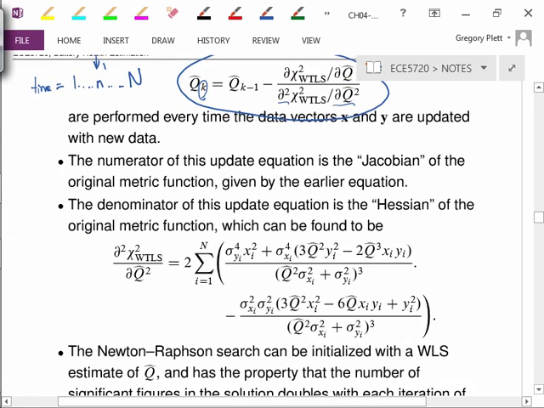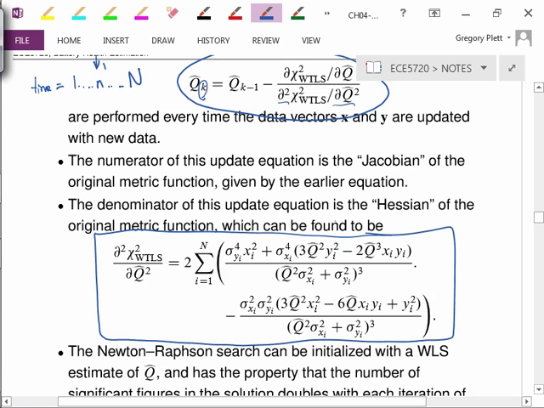The Hessian is the second derivative, and again we're using Mathematica here, and it gives us this equation. It's not particularly beautiful, but it's perfectly computable. Again, I just stick my q hat k minus 1 estimate in there, and I compute a number. The Jacobian gives me a number for the numerator, the Hessian gives me a number for the denominator. They're both just numbers. I divide them, and that updates my q hat estimate. That's how the Newton-Raphson method works.